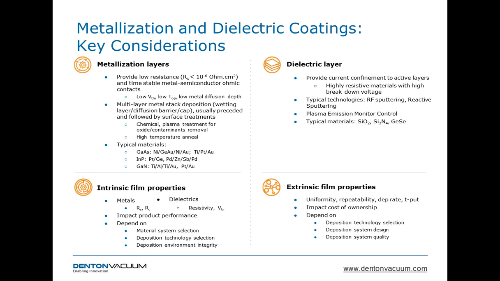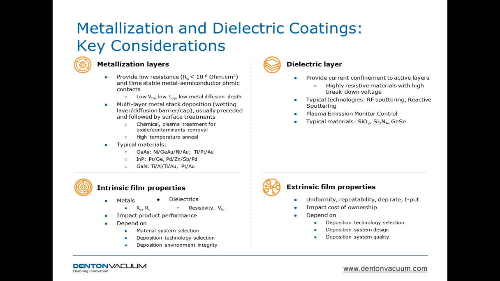They're typically achieved with multi-layer metal stacks, with typical layers having a wetting layer, a diffusion barrier, and a cap. And these are also preceded and followed by surface treatments. Typically, we see either chemical or plasma treatment, or both, of the oxides or contaminants prior to deposition of the metallic layer. And we typically see high temperature anneal after the deposition has been completed.